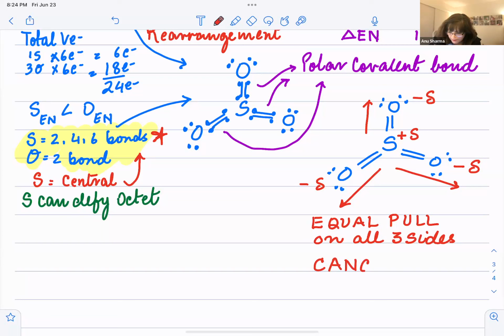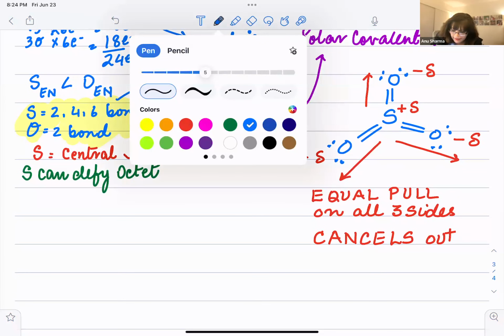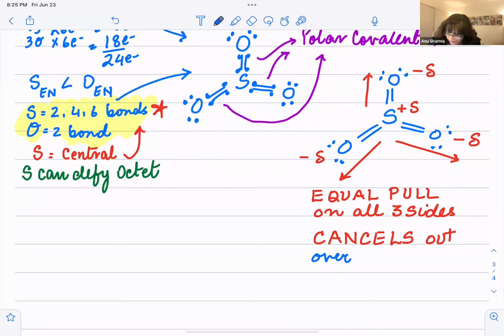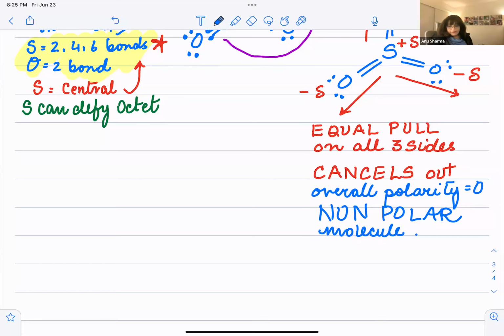Because of that pull, the effect cancels out, then what happens? When it's canceling out, then what is the overall net polarity? Overall polarity becomes 0. The effect cancels out. So therefore, this becomes a non-polar molecule, even though it has very highly polar bonds. So the overall molecule is non-polar. All right. So keep that in mind.